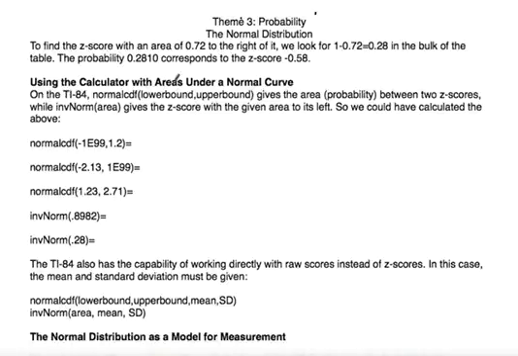All right, using the calculator with areas under a normal curve. On the TI-84, which is a calculator that you were given in class, you've got the normal CDF, which you can use. Remember, you plug in normal CDF with your lower bound and then your upper bound, and it's going to give you the area or probability between two z-scores, while the inverse normal with the area gives the z-score with the given area to its left. So you could have calculated the above by using negative 1e99, which just means negative infinity, to 1.2.